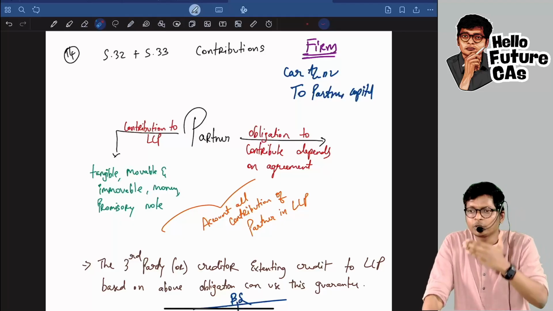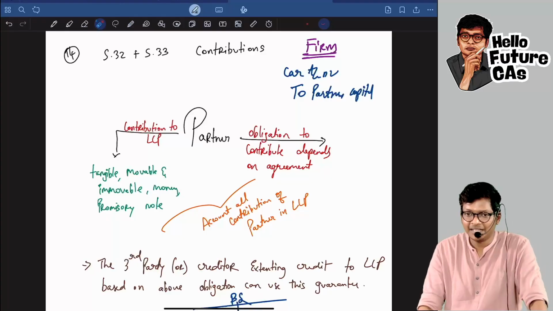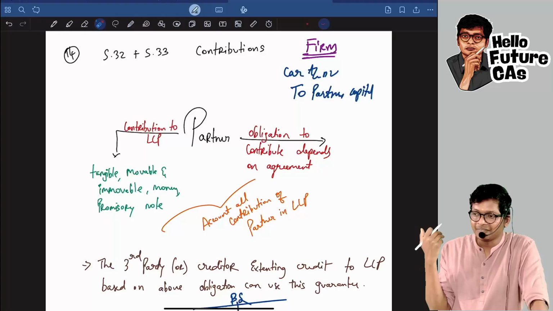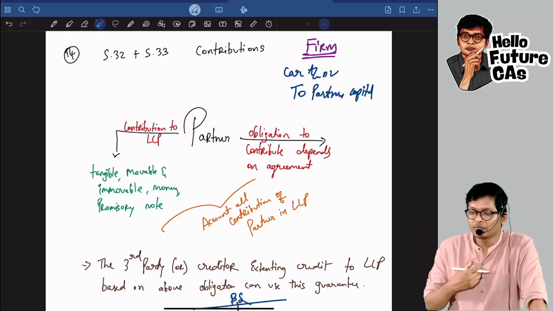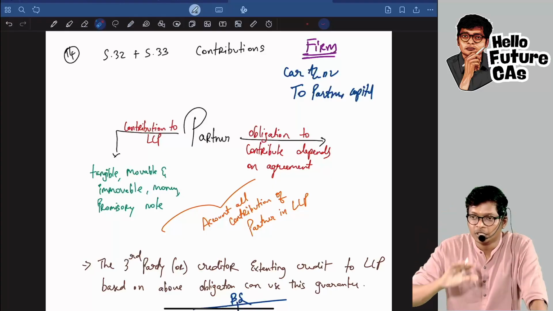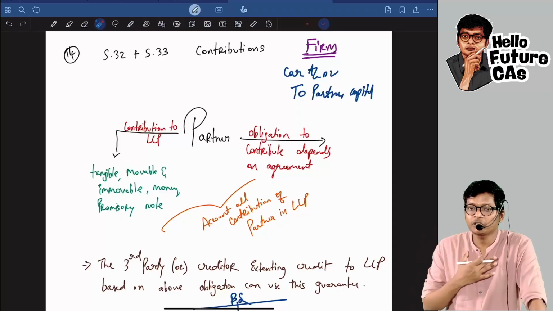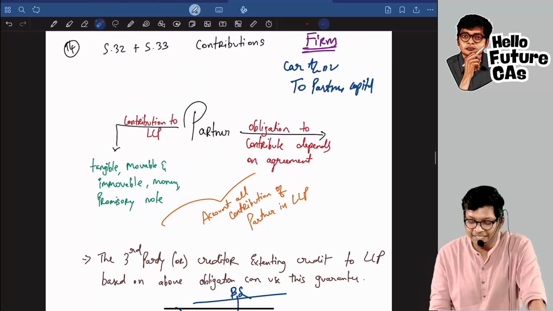You enter into a transaction with the company where you give a loan of 5 crores. Divya is saying, I'm scared about the LLP's solvency. I'm saying, don't worry. I will make a contribution now for the future if something goes wrong. Let me amend the LLP agreement. Based on my contribution guarantee, Divya gave a loan of 5 crores.